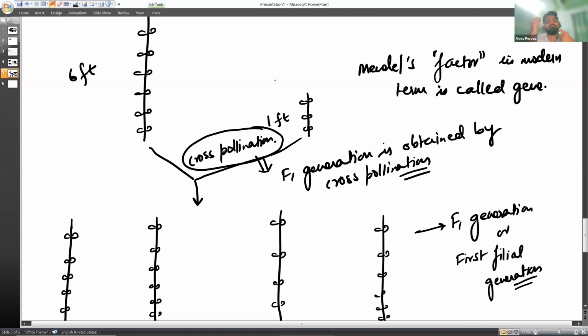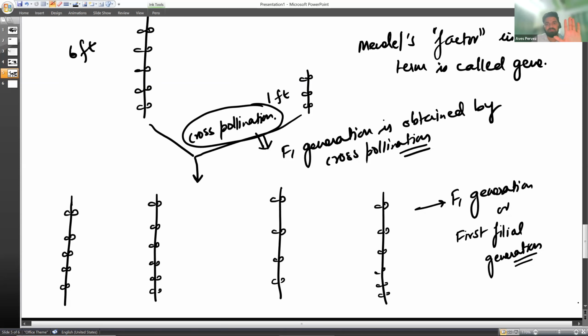So what he said, that the factor which is responsible for the tallness of the plant and the factor which is responsible for the dwarfness of the plant, in the F1 generation, they are not intermixed. Why? Because we are not getting any plant of average height, like 6 plus 1 you will get 7, divided by 2 you will get 3.5. So there is no intermediate plant in between. We get all tall plants. Got it?